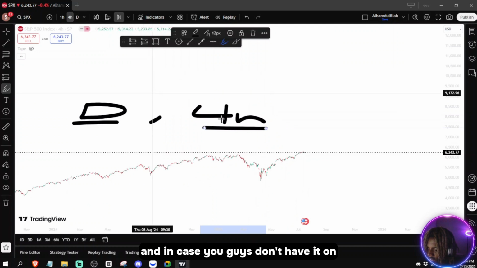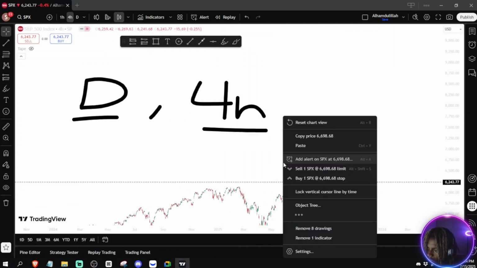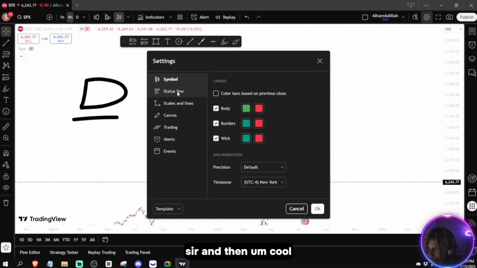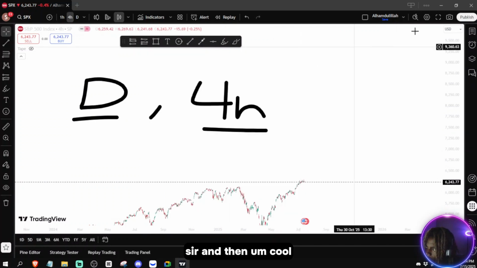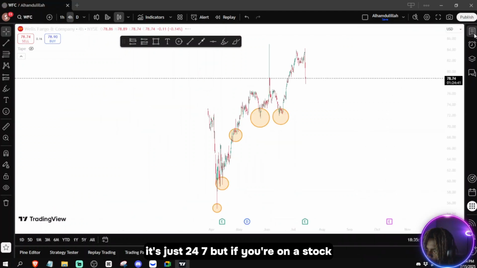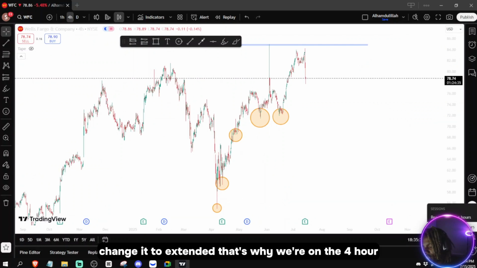In case you guys don't have it on, right click your screen and go to settings. I believe you do have it on, if I'm not mistaken though, sir. So I'm on SPX right now, so it's not going to show here, it says 24/7. But if you're on a stock, then you might see right here, electronic trading hours. If it's on regular, change it to extended.